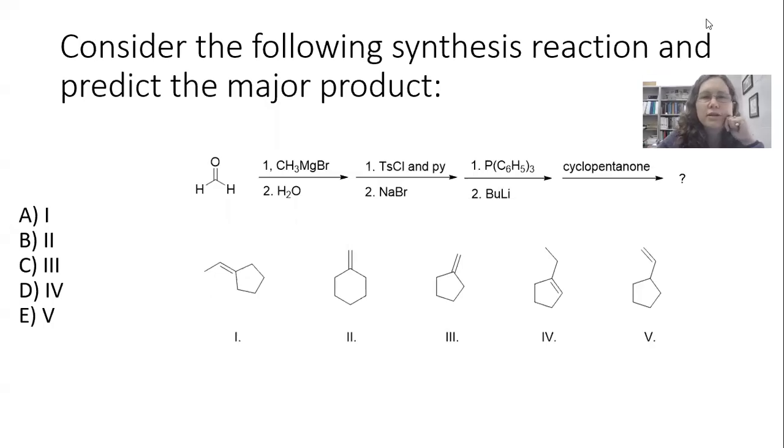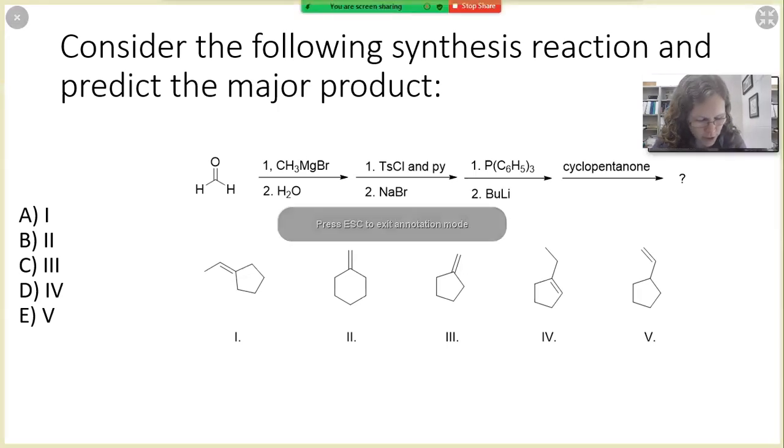This question asks, consider the following synthesis reaction and predict the major product. So we have a multi-step synthesis going on here. We have some reactions that are review, some reactions that are new. So let's go ahead and work our way through it. Anytime you have a big synthesis like this, I say draw out the whole reaction, like every intermediate as you work your way through, because that'll really help you to think about where you are after each step.